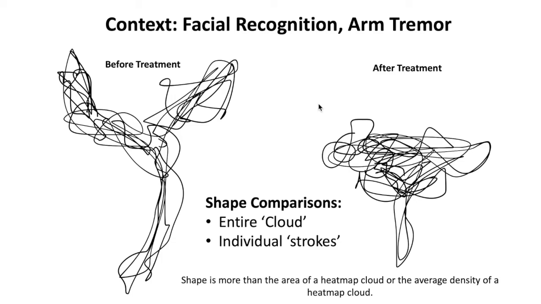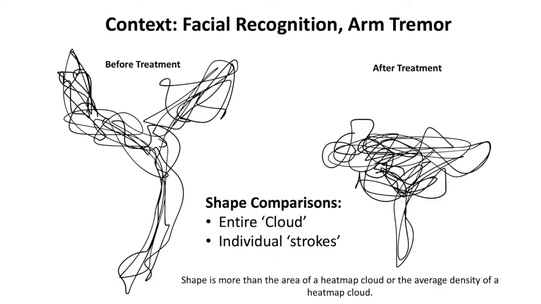Now, in the context of arm tremor, this patient might be having a hard time putting a book back onto its proper place on the shelf. However, after treatment, the reduced range of tremor means that the patient has an easier time putting a book back where it belongs. In terms of how the LCPC can measure these complex shapes, it can measure the entire cloud, or it can measure individual strokes, that is, the individual lines that comprise these clouds.